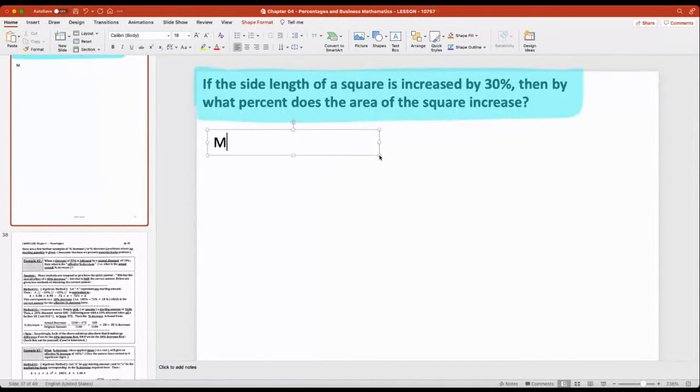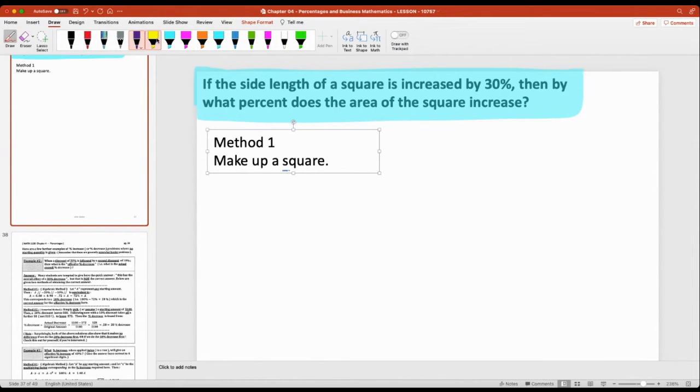method one. Method one is just invent a square. So make up a square. Okay, how big do you want our square to be? I'm going to draw a square on the screen. Everybody, let's draw. Get ready. Grab your pencils and draw a square with me.